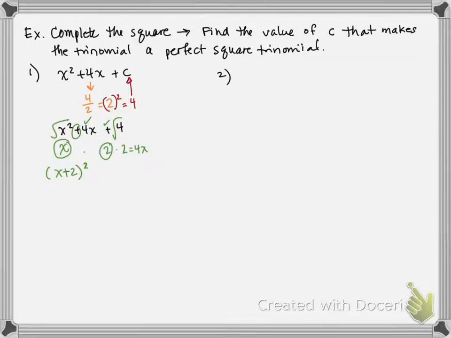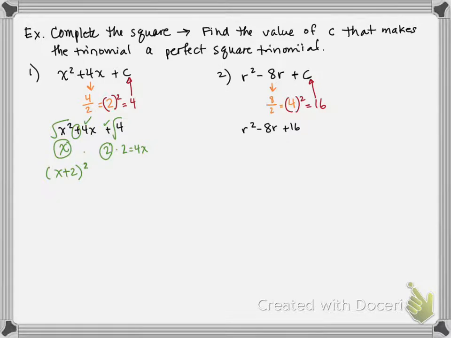Another one of these. We have r squared minus 8r plus c. So again, we're trying to figure out what to replace the c with. We're going to take the linear coefficient. Don't worry about signs; signs aren't going to play a role here. Cut it in half. We get 4. Then we square that halved b value, and that's going to replace the c. So we'll test. We have r squared minus 8r plus 16.